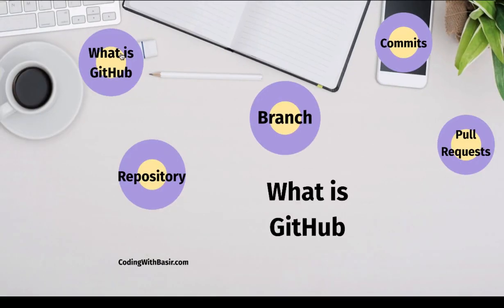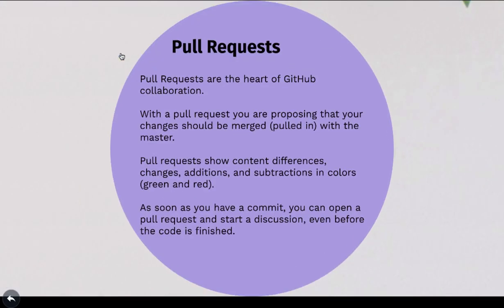And the last point about GitHub is pull request. Pull requests are the heart of GitHub collaboration. With a pull request, you are proposing that your change should be merged or pulled in with the master. Pull requests show content differences, changes, additions, and subtractions in color green and red.